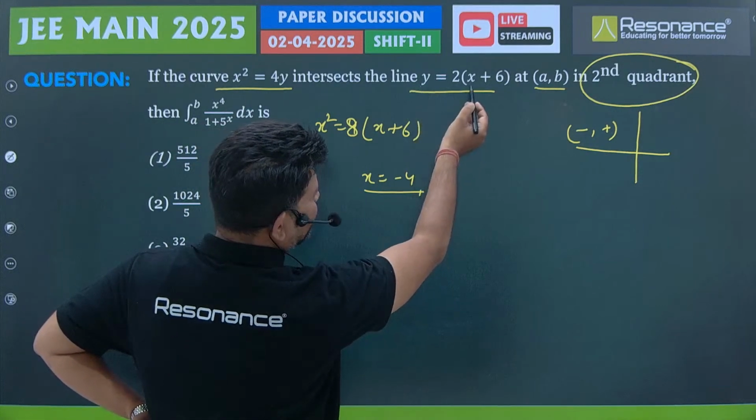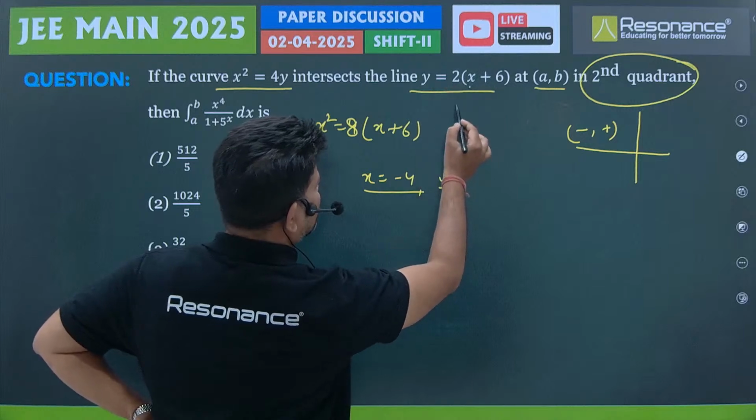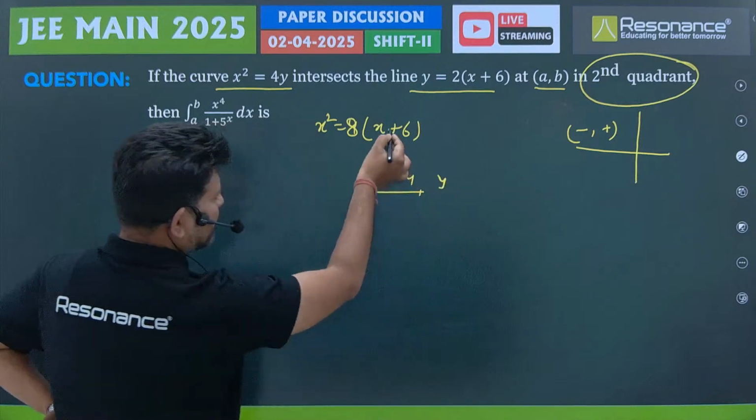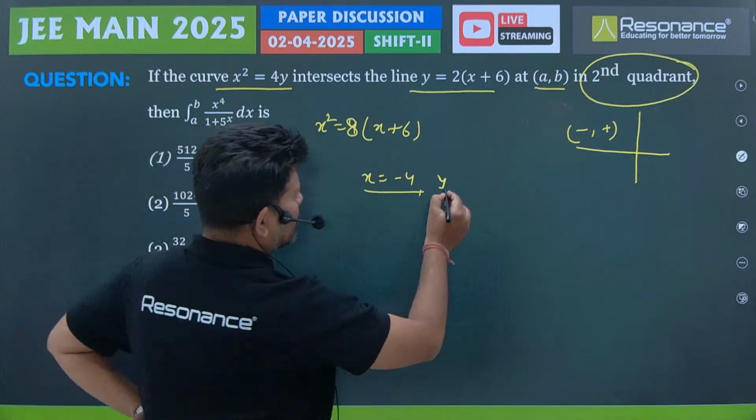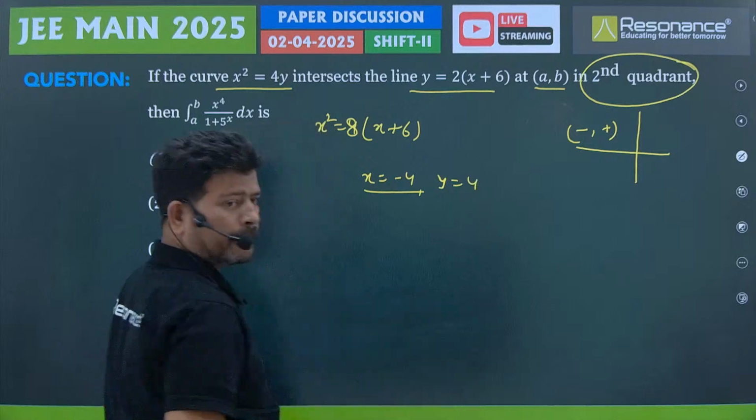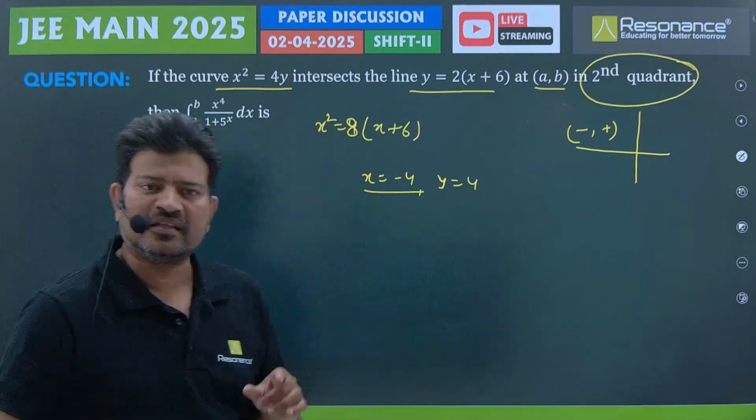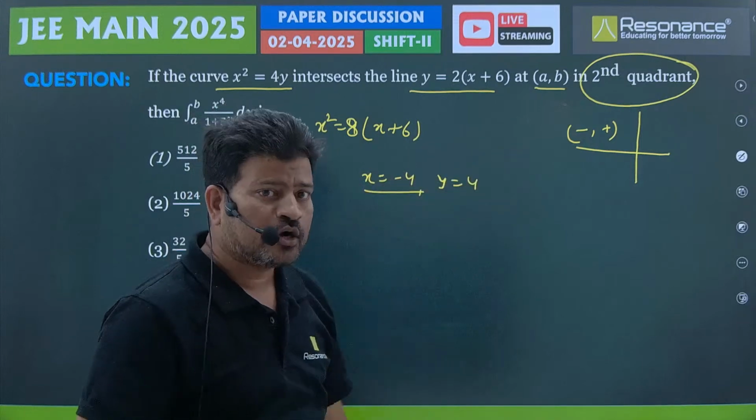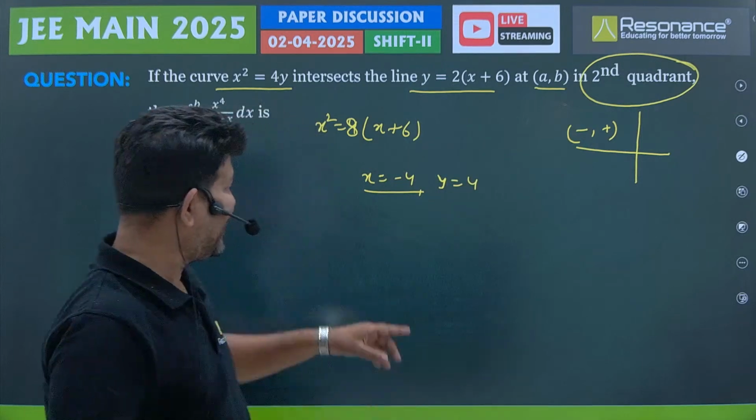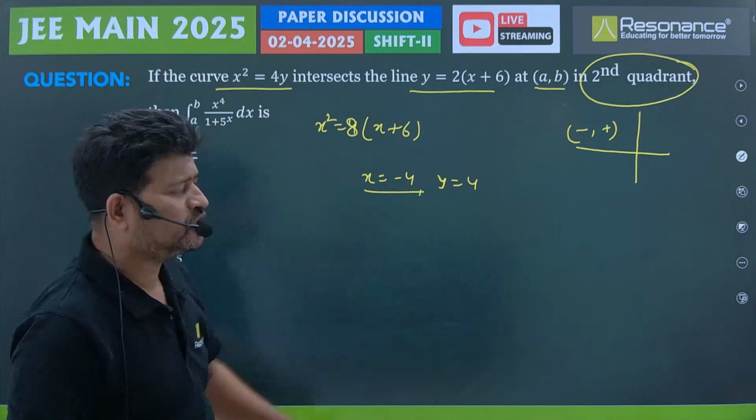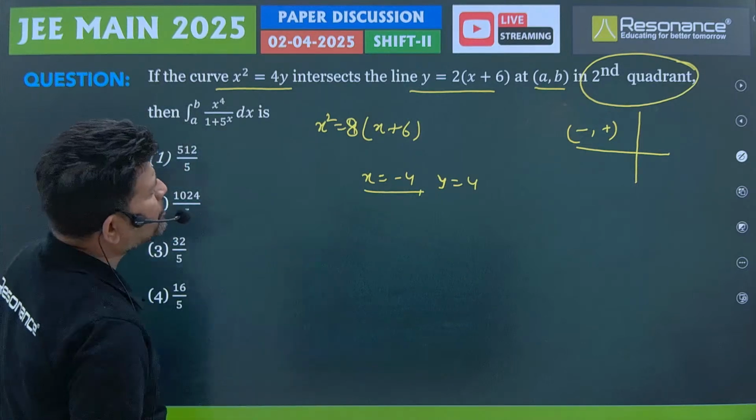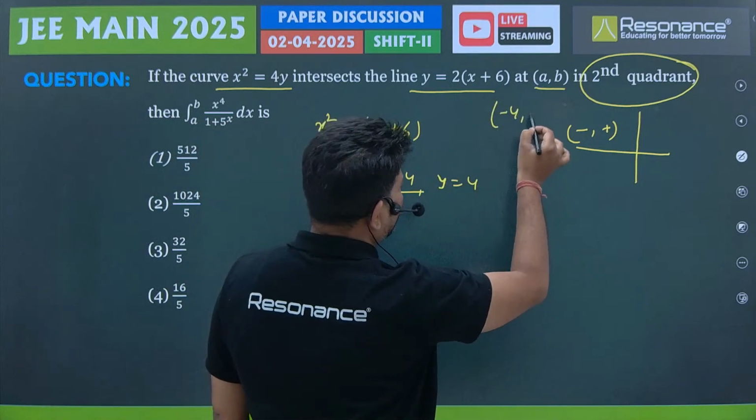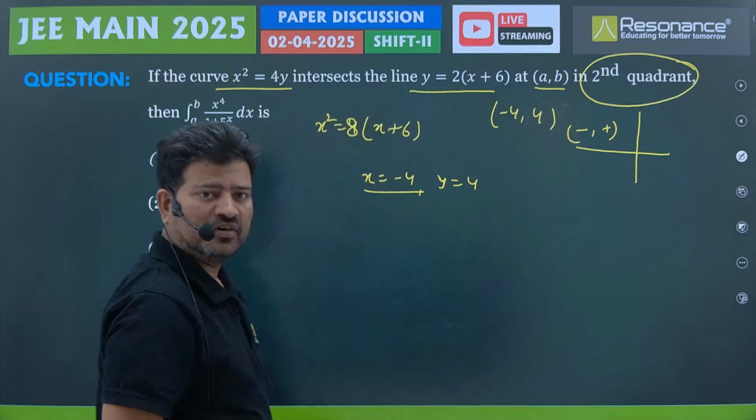X equal to minus 4 here also you can keep. So y is equal to 4 only will come. So x equal to minus 4 is one of the values which is going to be satisfied here, and y is equal to 4. No need to find another x value because they are saying the second quadrant only. So for the second quadrant we got one value already: x is negative and y is positive. So our value is this only. A comma b, that means minus 4 comma 4 is our interval.